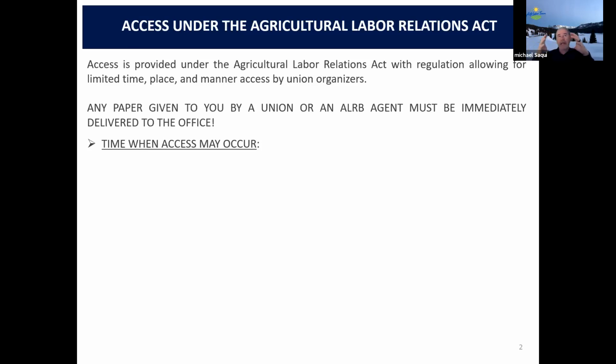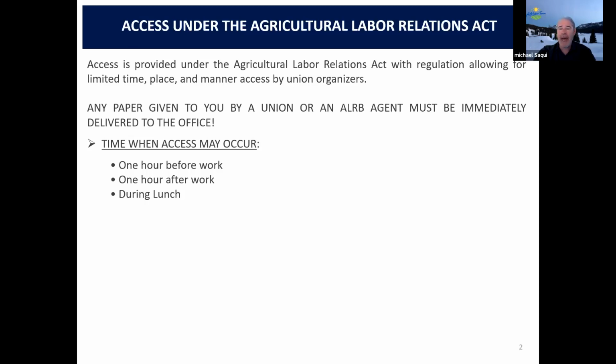So once access begins and is activated properly, you've been served and they begin to take access, they being the UFW, the Teamsters, let's say. There are certain times, place, and manners of their access. So times when they occur: 1 hour before work, 1 hour after work, and during the lunch period. Of note, especially with regard to workers that utilize voluntary transportation by growers and farm labor contractors, the buses typically are considered a place of congregation. So the 1 hour before and 1 hour after work, those organizers may be on your bus. Not when the bus is moving, when the bus is parked and acts as a congregation point.